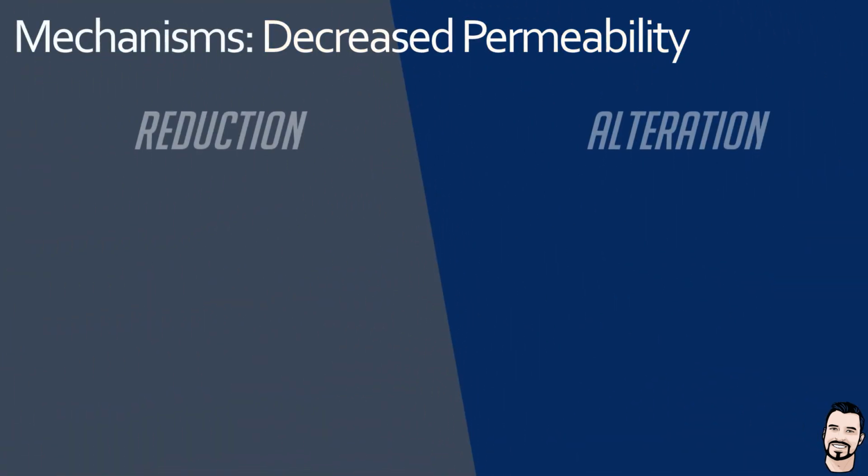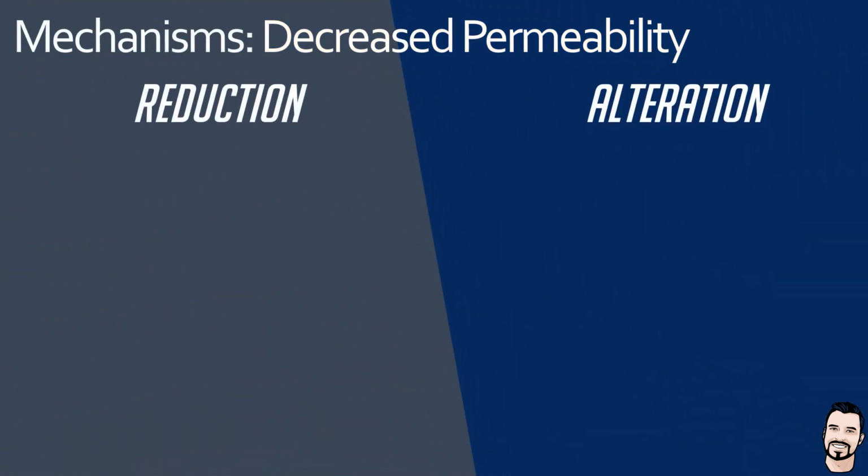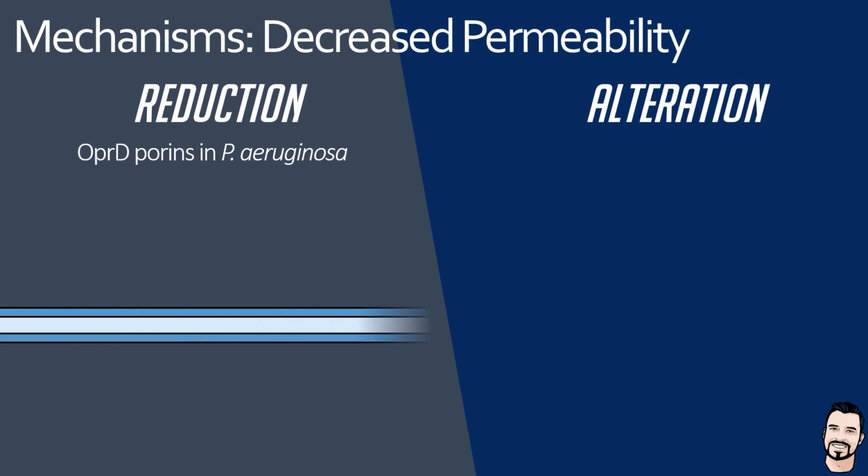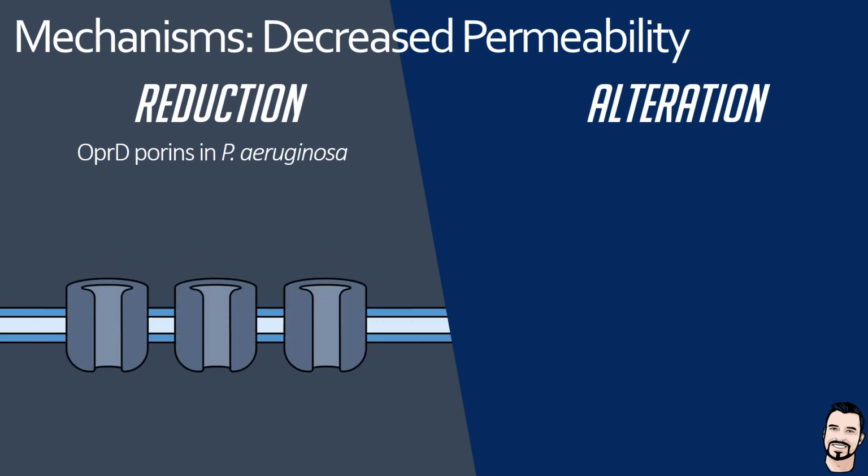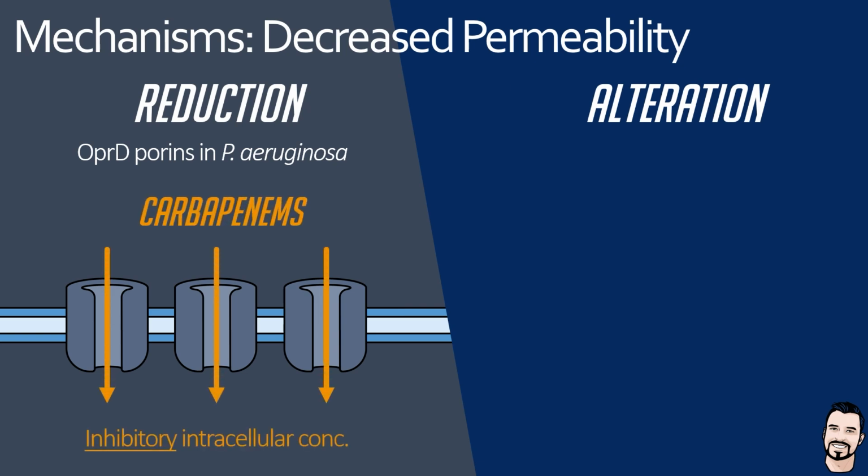And so when we talk about a reduction in permeability, this can be via two mechanisms: reduction or modification of the outer membrane porins. Now, a good example of decreased permeability is through the downregulation and loss of OprD outer membrane porins in Pseudomonas aeruginosa. Under normal conditions, they allow low molecular weight molecules to diffuse into the cell, and unfortunately, this also includes antibiotics such as carbapenems, which enter the cell, accumulating until an inhibitory intracellular concentration is met.